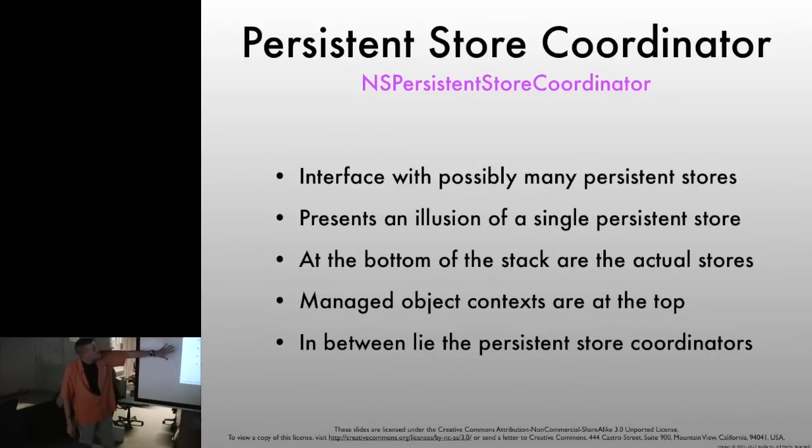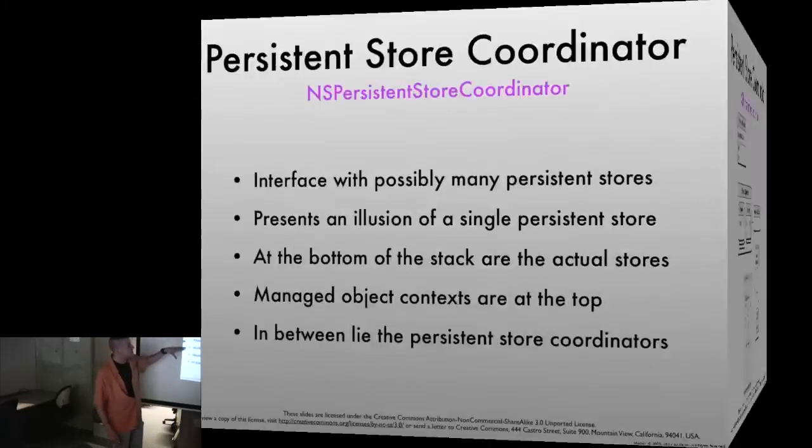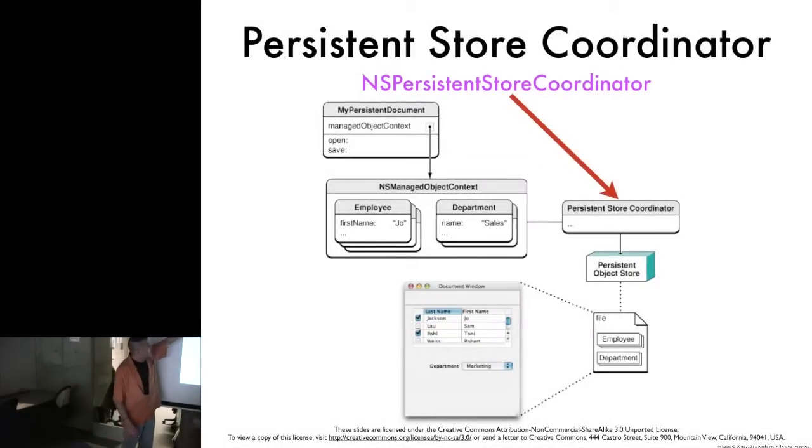So here's some words for it, and then I'll show you a slide here in a second. At the bottom of the stack, if you imagine this as a graph, you've got all the actual stores that are all pulled into one to look like one virtual store. Above it, your managed objects are at the top, and the persistent store lies in between. So if we have my persistent document here that has our object context, it has all of our NS managed objects inside of here. Here's where the store coordinator fits in. The store coordinator sits here.